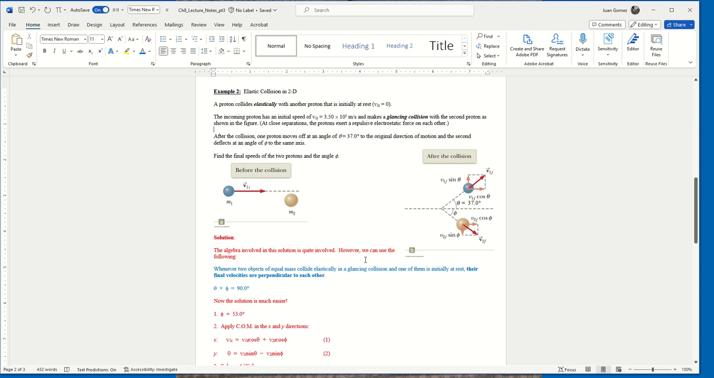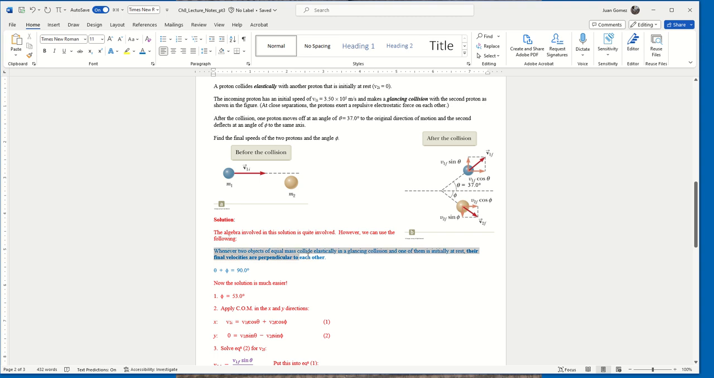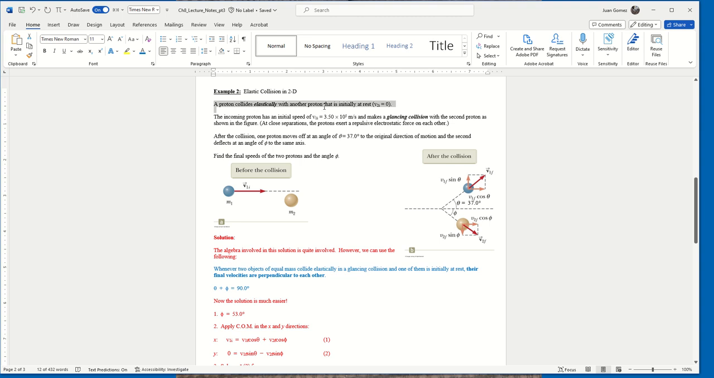However, we can make use of the following. Whenever two objects of equal mass collide elastically in a glancing collision, like two protons, and one is initially at rest, we know that their final velocities will be perpendicular to each other. We could prove it, but you can accept it without proof. That's what's right here in the blue.